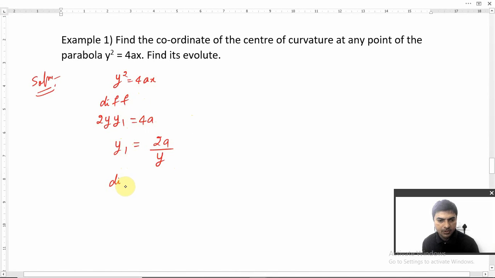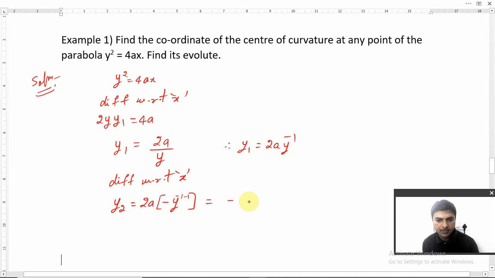Now again I will differentiate this with respect to x. This is also with respect to x. So this is going to become y2, the double differentiation. Here I can write y1 as 2a y raised to minus 1. Use the differentiation of y raised to minus 1. So this will be 2a as it is, and the differentiation of y raised to minus 1 will be minus y raised to minus 2. So the simplification will be minus 2a divided by y square.